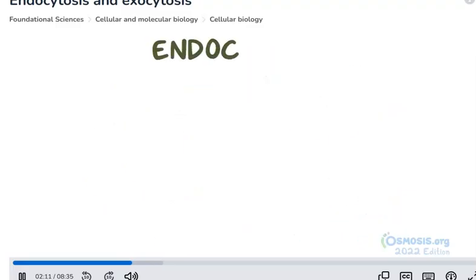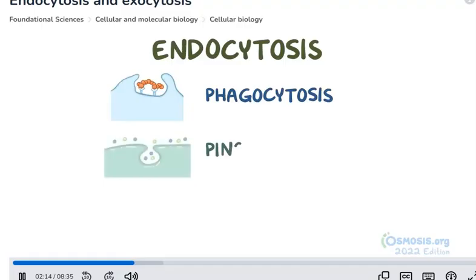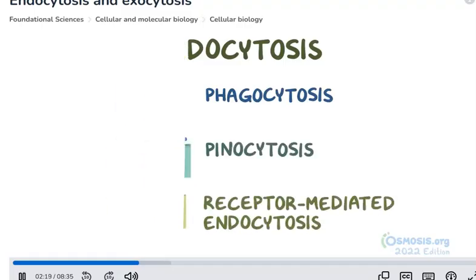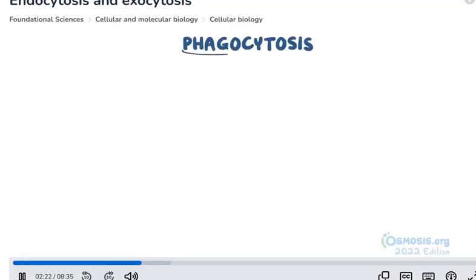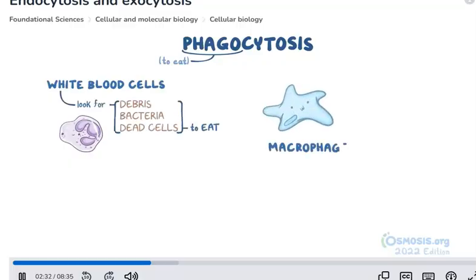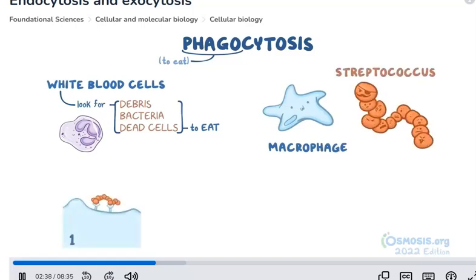There are 3 types of endocytosis: phagocytosis, pinocytosis, and receptor-mediated endocytosis. Phagocytosis, where phago means to eat, is used by white blood cells like macrophages and neutrophils, which patrol the body looking for debris, bacteria, and dead cells to eat. So let's imagine that a macrophage comes across a particularly bothersome streptococcus. First, the strep attaches to macrophage receptors on its cell surface. The macrophage then extends arm-like projections called pseudopods around the strep, like a death hug.